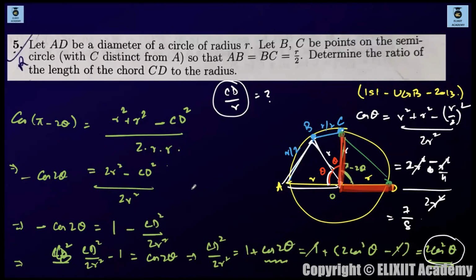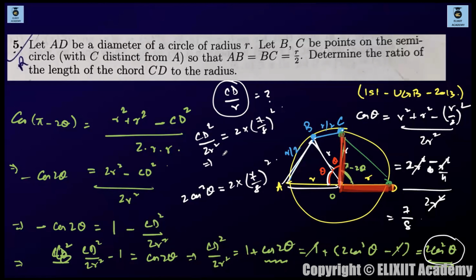So 2 cos square theta is nothing but 2 times 7 by 8 whole square. That's what we are having. And what is this actually? CD square by 2R square is 2 times 7 by 8 whole square, or more specifically CD upon R whole square is equal to 4 into 7 by 8 whole square. Just simply take the square root on both sides, and here the ratio will be positive because it is the ratio of two sides, so we'll take the positive square root only.